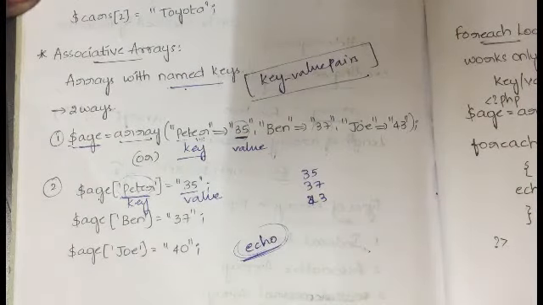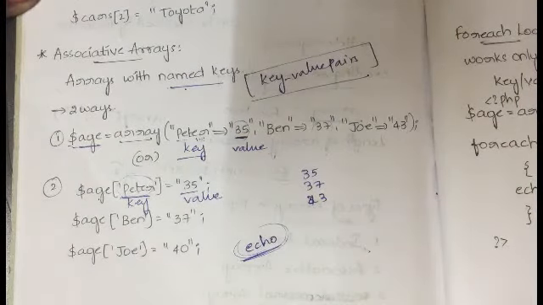Now we will learn about multi-dimensional arrays, and with that we are going to close the video. At the end of the video I'll also explain what a foreach loop is, because in almost every array, indexed, associative and multi-dimensional, we use this foreach loop. Okay. So now let us see what multi-dimensional arrays are.